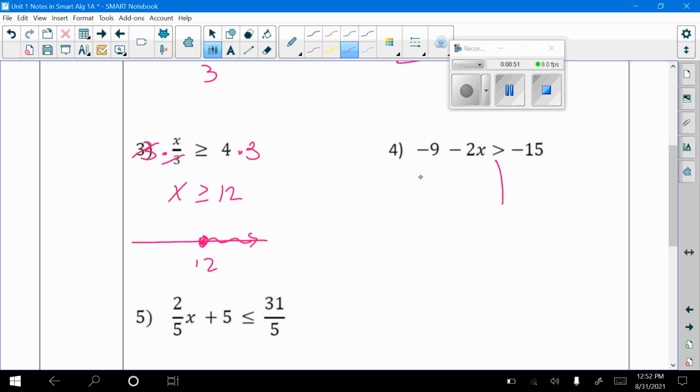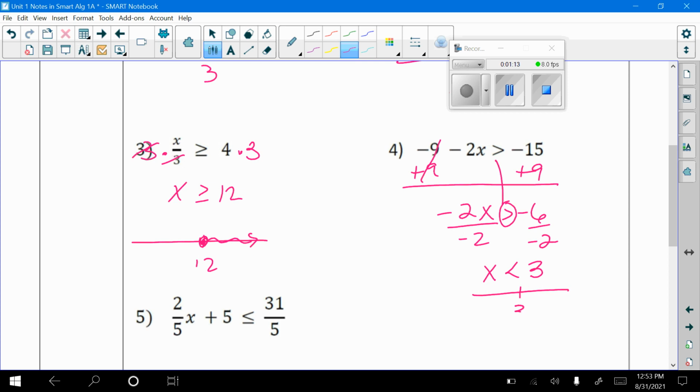This one, line down the middle, I'm going to go plus 9, plus 9. So negative 2x is greater than negative 15 plus 9. Well, if you owe me 15, you give me 9, you still owe me 6. Divide by negative 2, circle that inequality. X is less than 3. Open dot on 3 to the left.